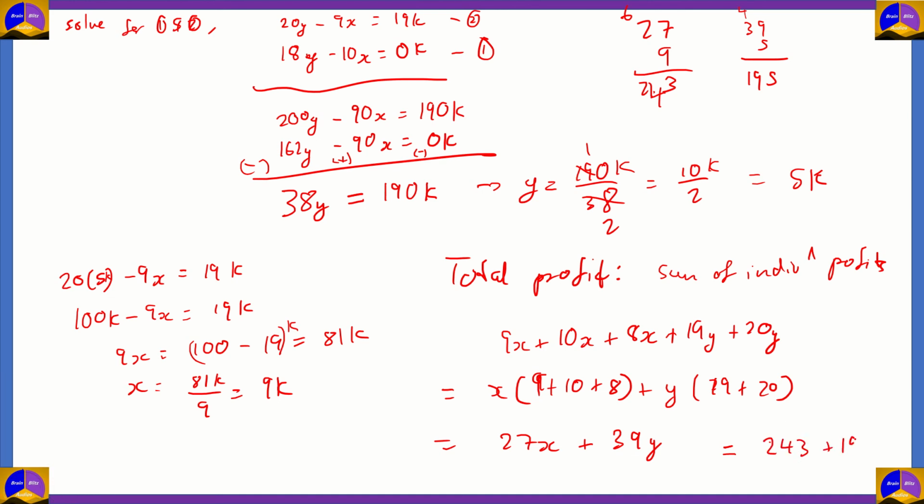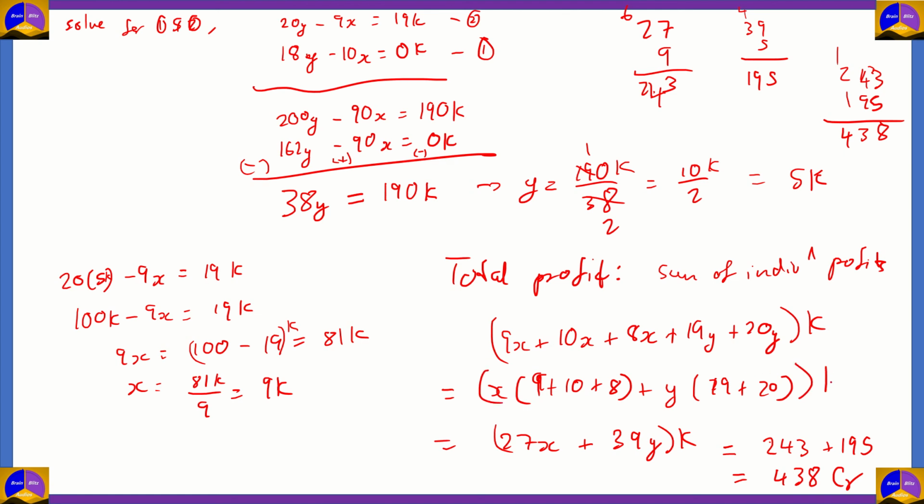243 plus 195, let's add them together. 3 plus 5 is 8. 4 plus 9 is 13. 1 plus 1 plus 2 gives you 4. So the total profit is equal to 438 crores. All of this gets multiplied by k, so again, just taking k common so that you can solve the rest of it together. And since we know that k equals 1 crore, we can just substitute k as crore.